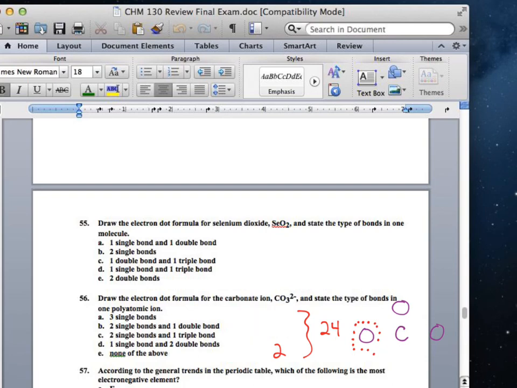Once you reach your octet, just checking, once we've got 8 electrons around an individual atom, we can then move on to the next one. And our next one. We would have covered how many electrons? 24. So we've reached our total electrons. We stop adding electrons. Look for pairs.